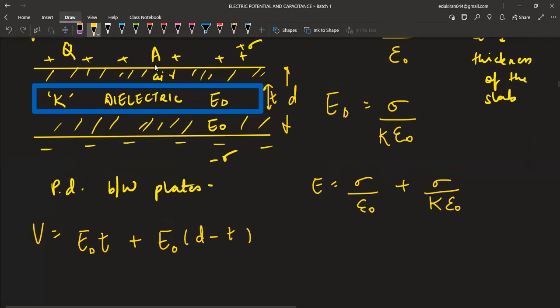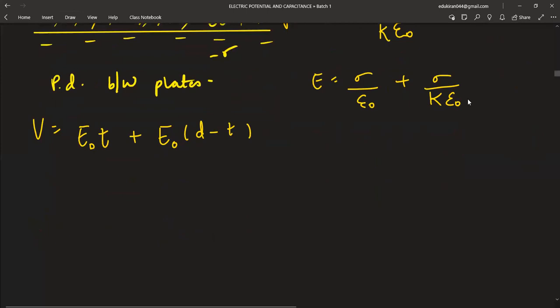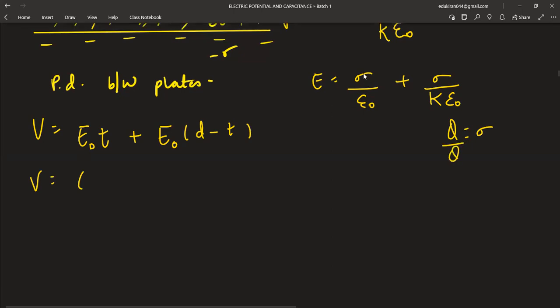Same steps we are following. Now let us put the values of these electric fields, right? So one more thing also. Here we'll have Q is equal to sigma into area. So potential would be, what is ED? ED is sigma. Sigma is Q by A. No, we are not substituting the value of charge. We are substituting the value of sigma. Sigma is Q by A.